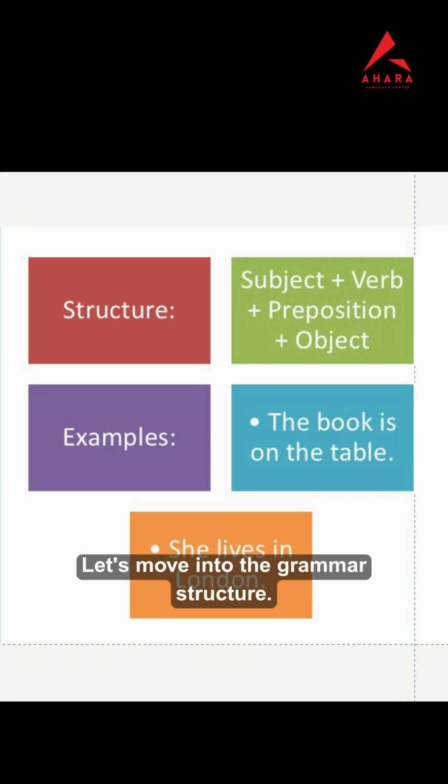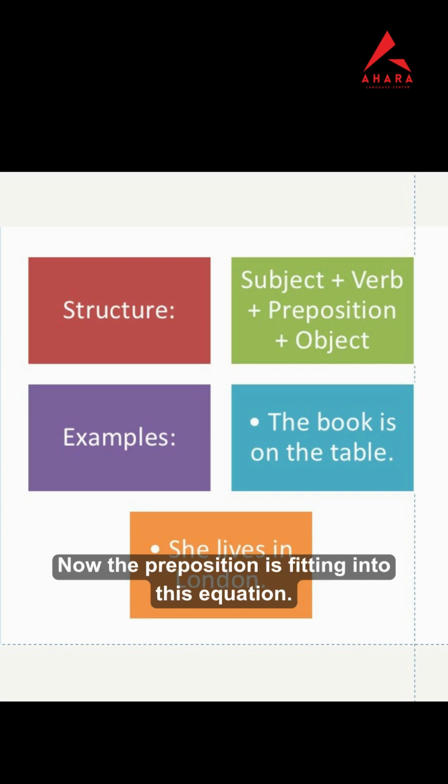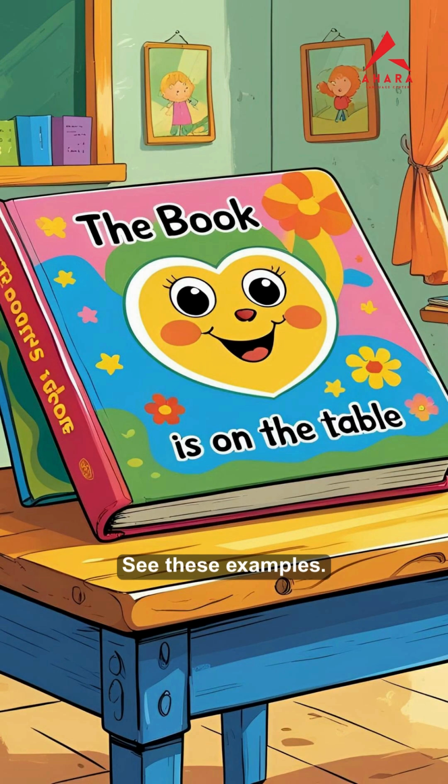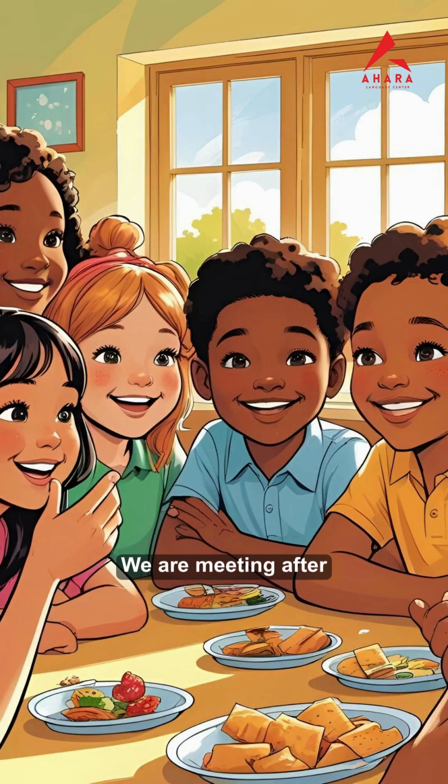Let's move into the grammar structure. In the grammar structure, let's check the affirmative sentences. What will be the structure? Subject plus verb plus preposition plus object. We have studied this: what is a subject, what is a verb, and what is an object. We know all those. Now the preposition is fitting into this equation. See these examples. The book is on the table. She lives in London. We are meeting after lunch.